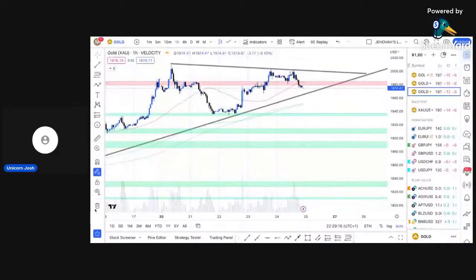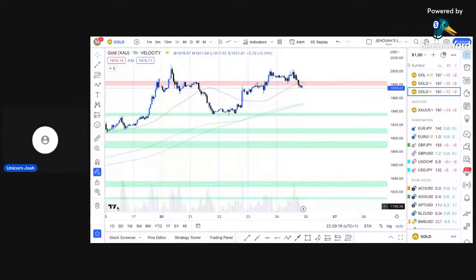Today, we're going to be looking at gold. Yes, as usual, gold has been making a lot of money for us, and a new trading week is starting. Let's get set to continue the culture of making good money for ourselves on the charts.